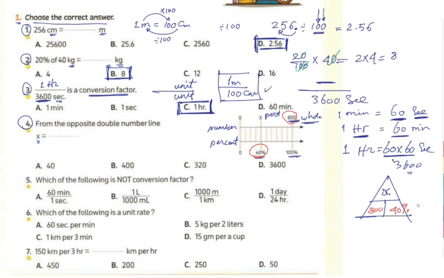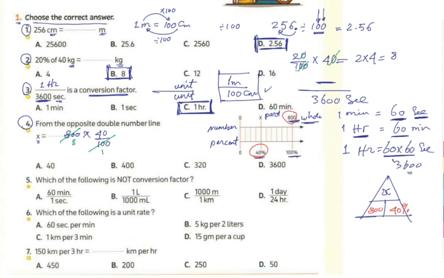So when you need to find x, I will multiply the whole number times the percent. So the value of x will be the whole number 800 times what? Times the percent, 40%. I can write it as 40 over 100, right? So I can simplify 100 over 100 here. 100 here equals 1, 100 here equals 8.